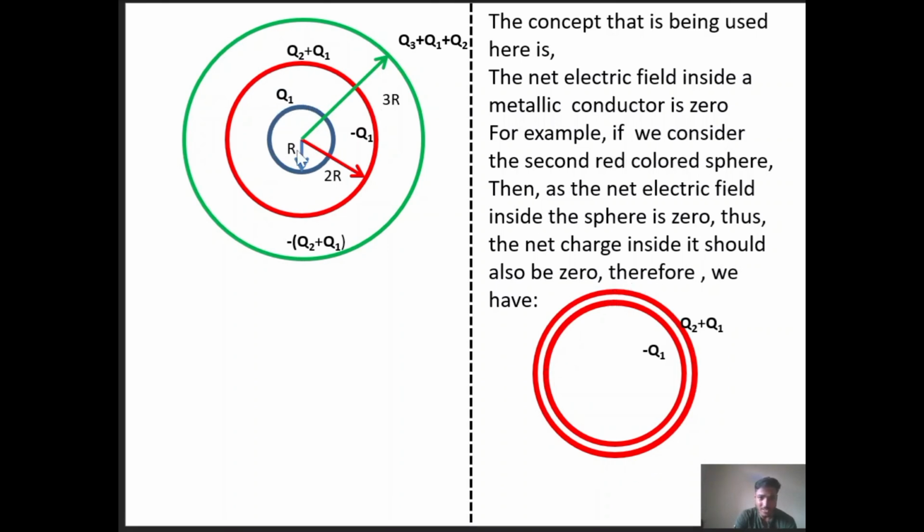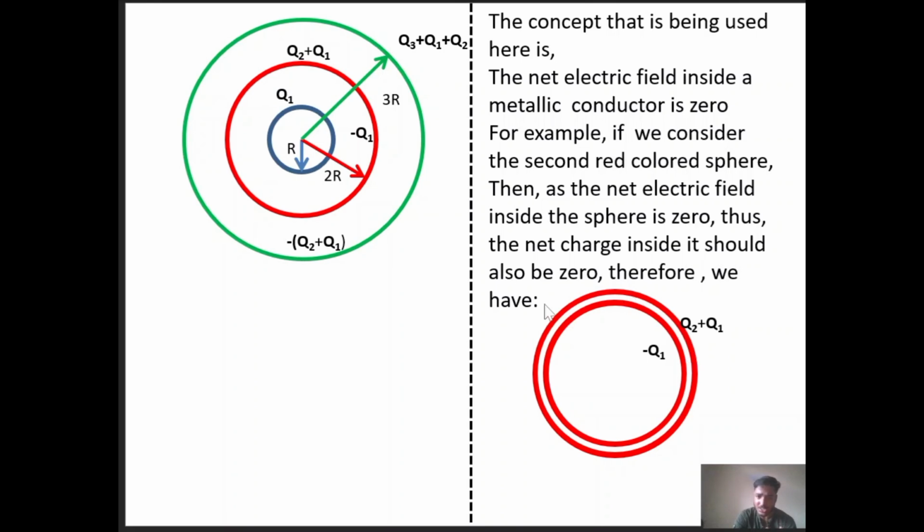Now, because of this blue sphere, we have the charge Q1. So, to nullify the effect of this Q1, we need to have the charge on the inner surface of this red sphere as minus Q1. Also, as the total charge over the surface of this red sphere is Q2, to balance it out, the charge on the outer surface of the red spherical shell should be Q1 plus Q2. Fine, so the net electric field inside this red sphere is 0.